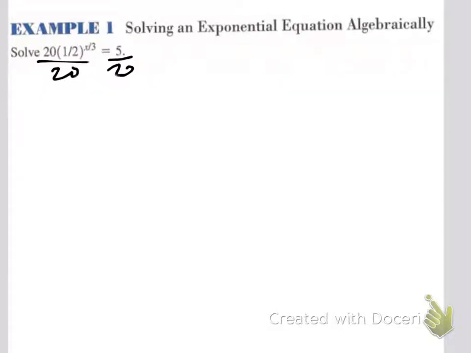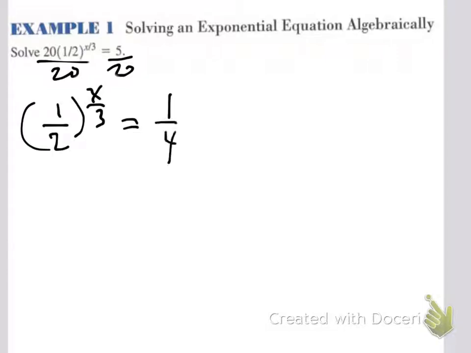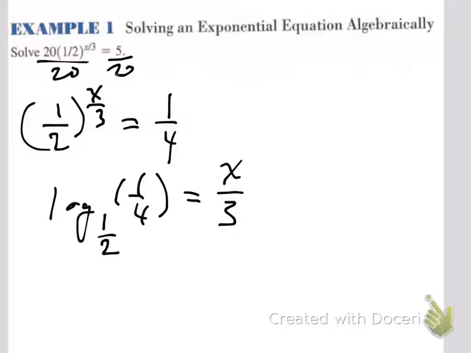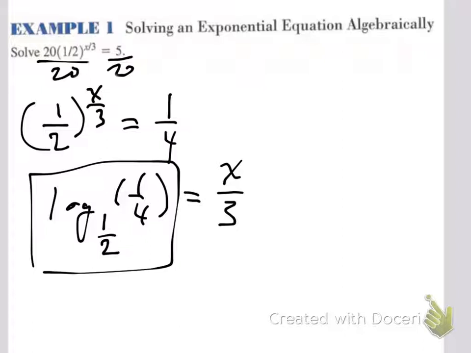Alright, another way I can solve this is by turning this into a logarithmic equation. The first step is the same. Divide both sides by 20 to get the exponential part by itself. So I have 1/2 to the x over 3 equaling 1/4. And so what I can say now is that log base 1/2 of 1/4 is going to equal x divided by 3, and we solved these in section 3.3, I believe.